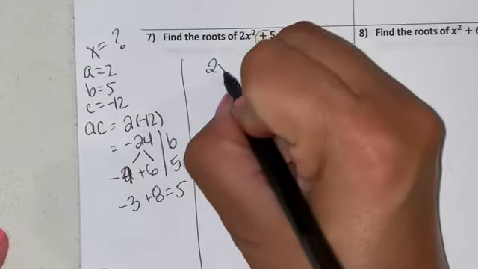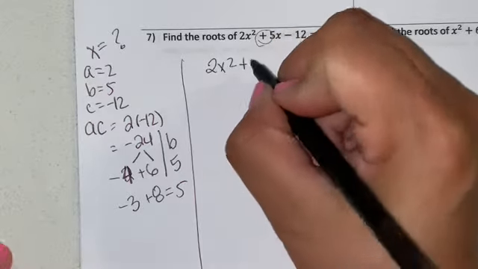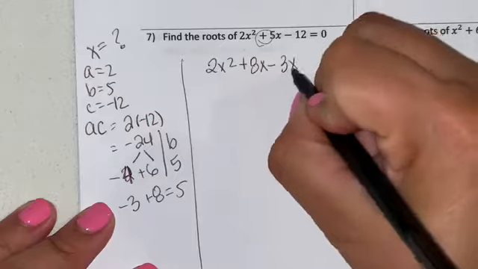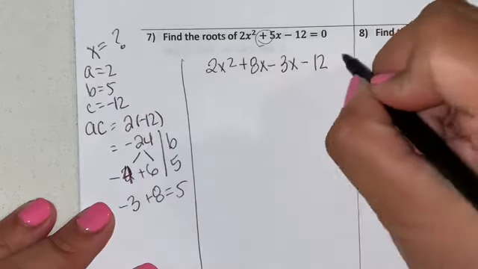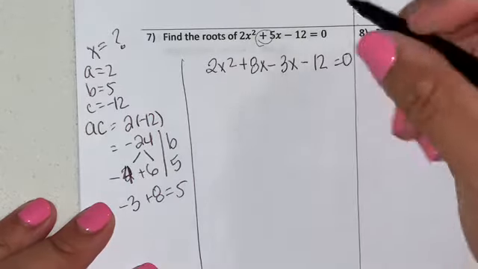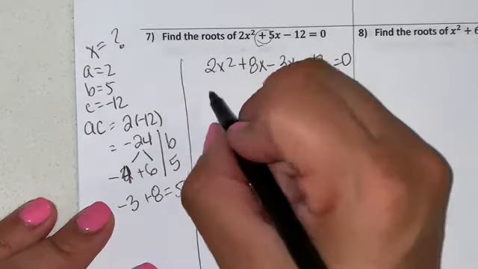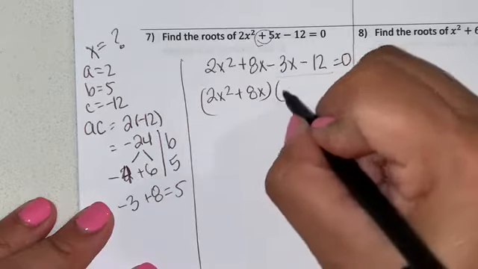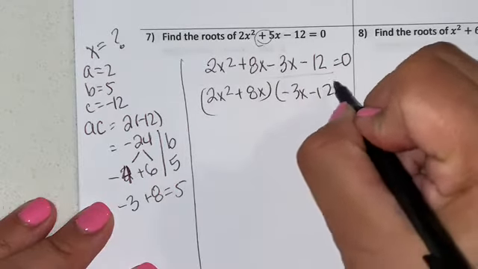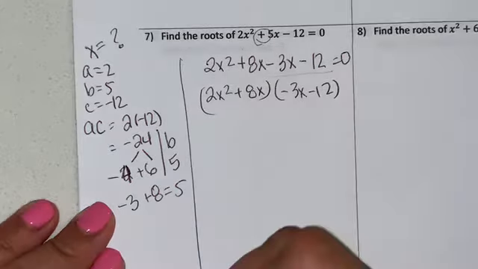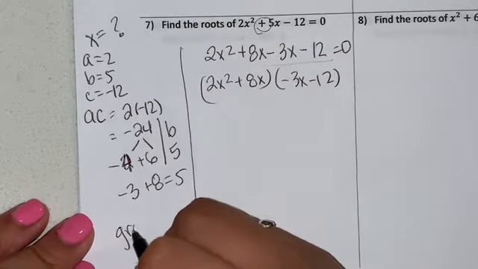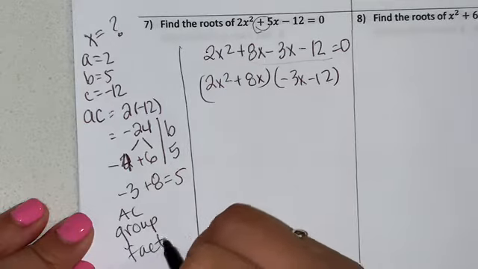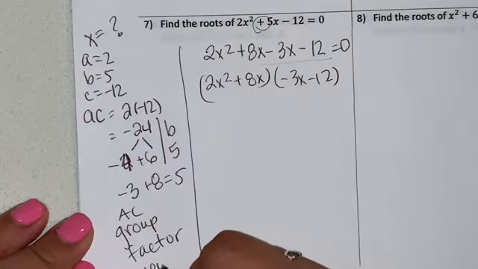So I have 2x squared plus 8x minus 3x minus 12 equals 0. We're going to want to make our groups. 2x squared plus 8x minus 3x minus 12. And then it's AC group, factor new groups.